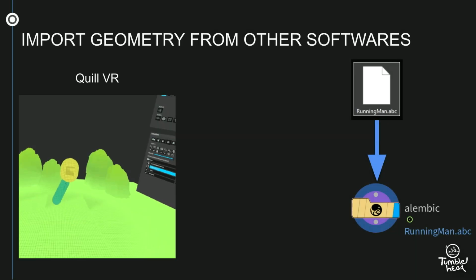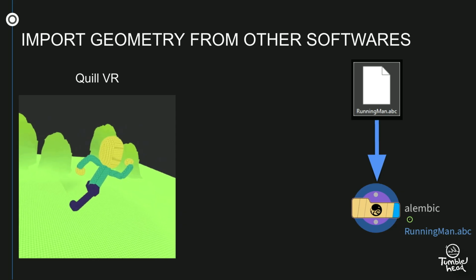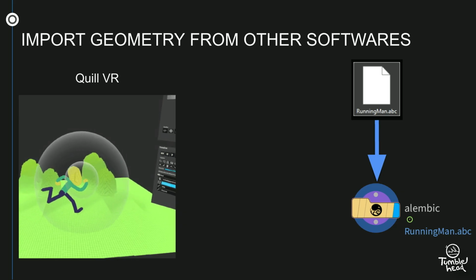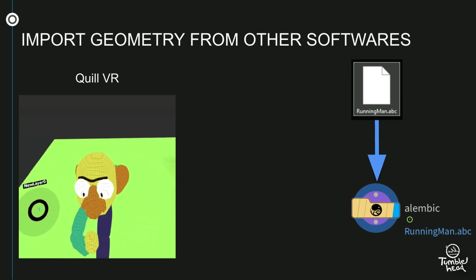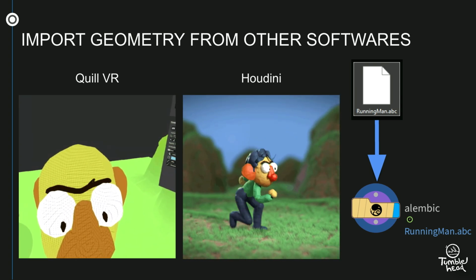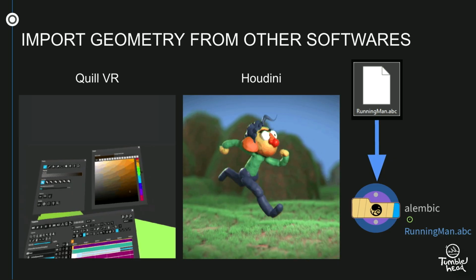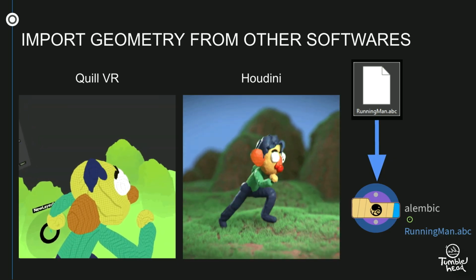You can load in an Alembic as well. This is an example of a model and animation in Quill VR. Once you have that, you can export an Alembic and put that into Houdini. And this is what it looks like after you sprinkle all the Houdini magic on top.